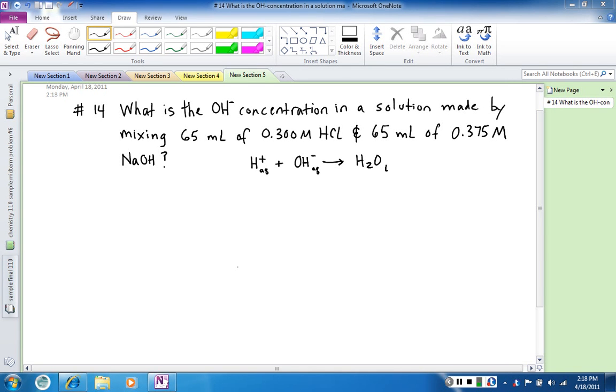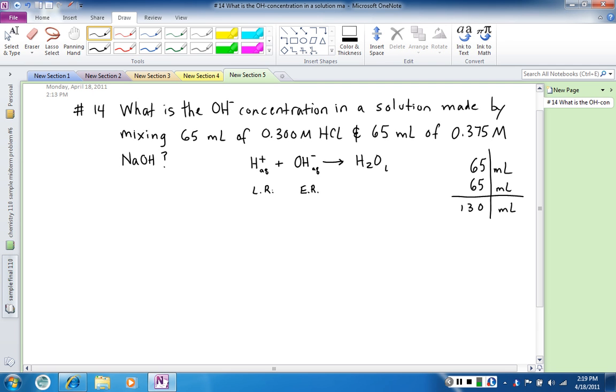The first step is to figure out your new total volume. You get 65 milliliters plus 65 milliliters, 130 milliliters total volume. Now it's asking you what the OH concentration in the solution is, so you can imply from that that that's going to be your excess reagent, because it would be 0 if it was limiting. So we're assuming that our H plus is all used up to make water.